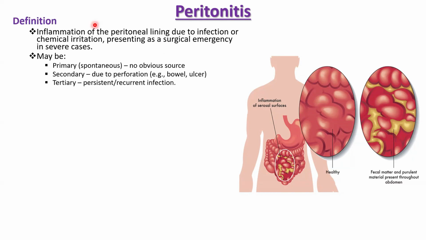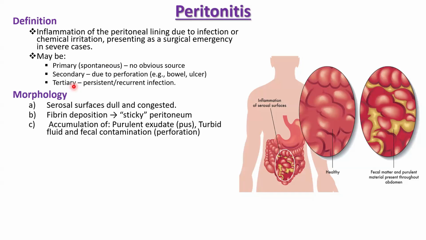So what is peritonitis? Peritonitis is actually inflammation of the peritoneal lining, as we talked about, due to infection, of course, or chemical irritation, presenting a surgical emergency. So we have types of peritonitis. Primary has no obvious cause, so it's not known what the cause is. Secondary is due to perforation, for example, now you have an ulcer in the intestines leading to peritonitis. Or you can have tertiary peritonitis, which is persistent or recurrent infection.